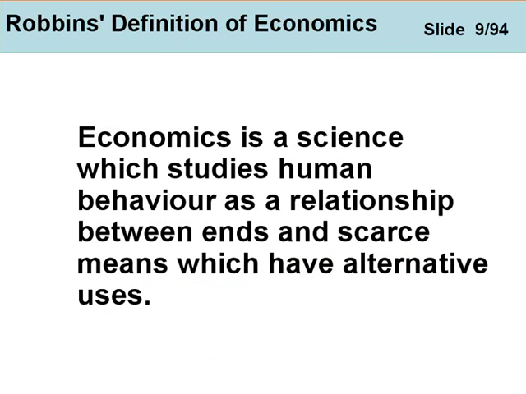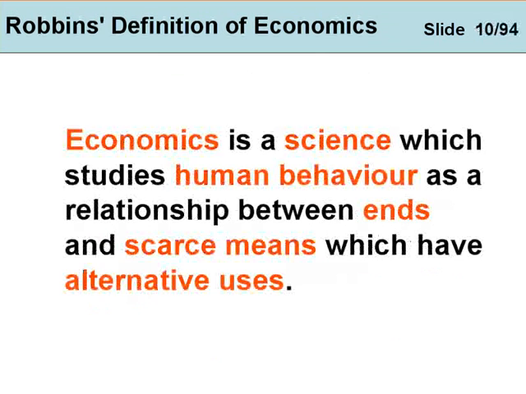These terms can be isolated from the definition. We could do it simply by highlighting the terms. So we have economics, science. We need to know what a science is. Human behaviour. We're studying people. We're not studying penguins. Ends or wants. Scarce means. And alternative uses.